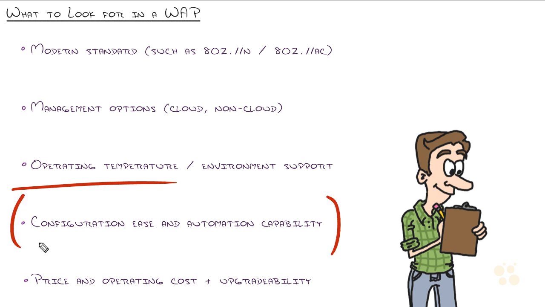Another key to consider is the configuration ease and automation capability. As I just mentioned, you may find yourself in a business where we have 50 to 100 different wireless access points that we have to install. You want these things to be plug and play. You just connect them to the cable, adopt them into the controller, and it just automatically configures that wireless access point in the best possible way.